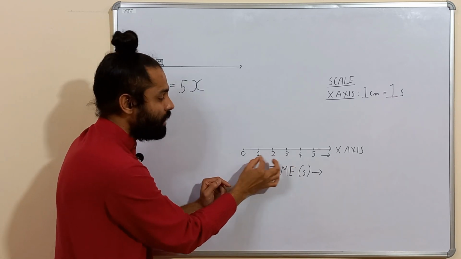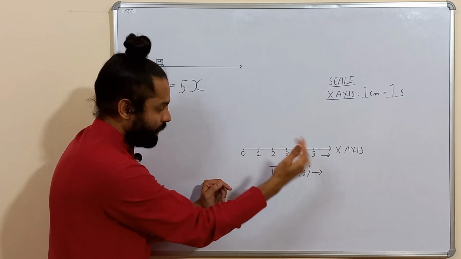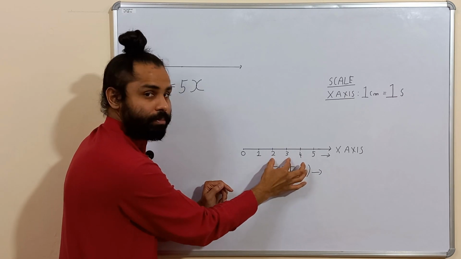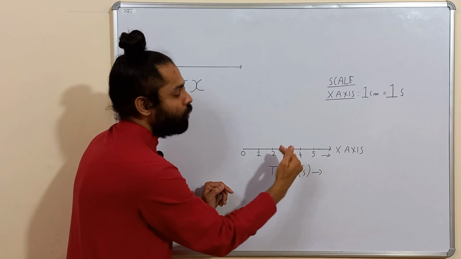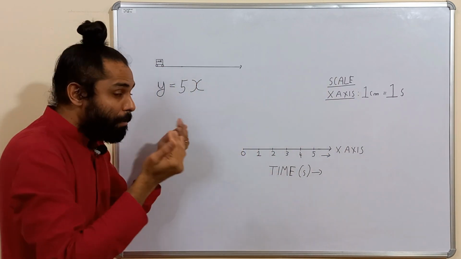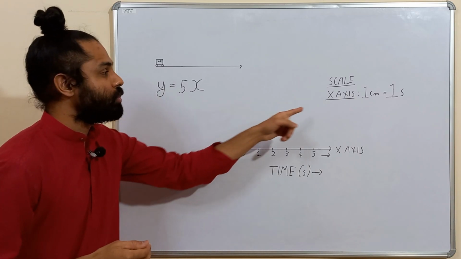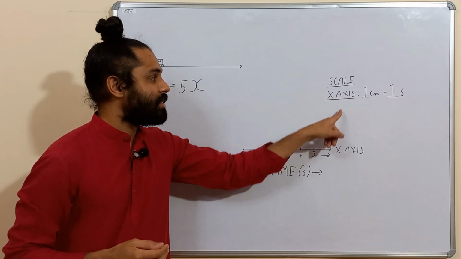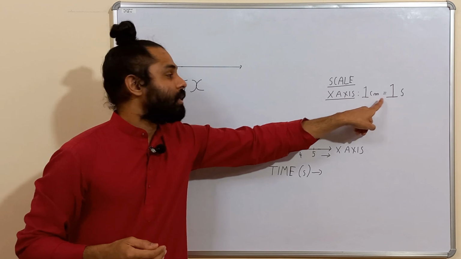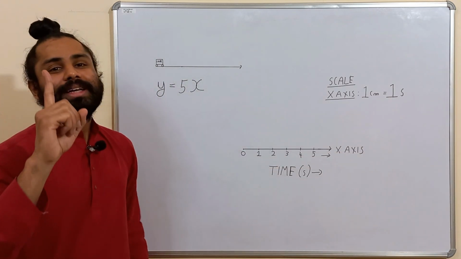That is second number 1 to second 2, this interval. Then again 1 centimeter, 2 to 3. 1 centimeter, 3 to 4, and so on. So in my diagram, I have chosen to represent along the x-axis, every 1 centimeter as 1 second.